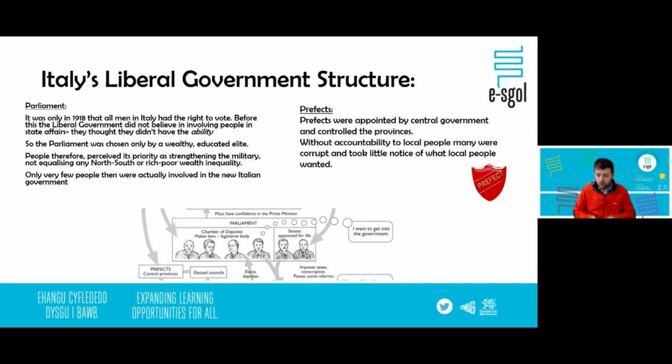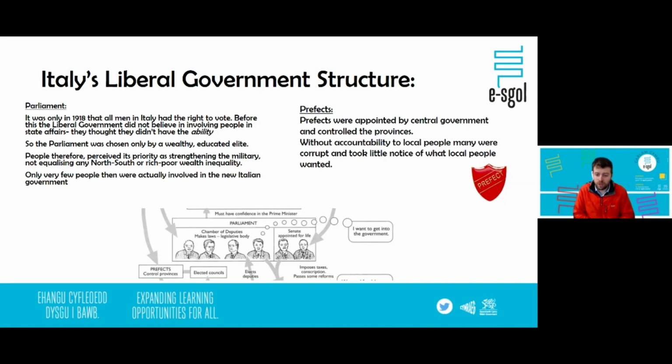Prefects then, prefects are the equivalent to your local county councils, I suppose. If you think about Wales, Powys County Council, Caerphilly County Council, etc. These prefects were appointed by the central government and controlled the provinces. Now, they didn't have accountability to local people because they weren't voted in by local people. They were appointed by the government, who were voted in by only 2% of the richest.